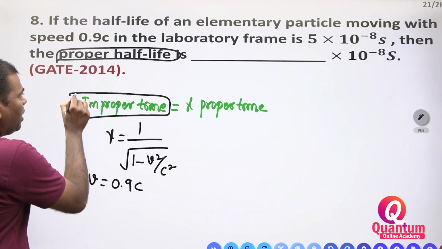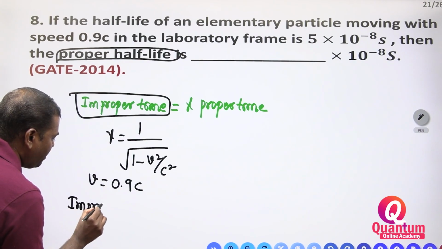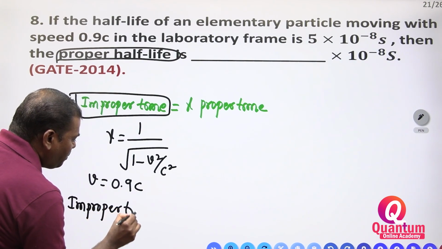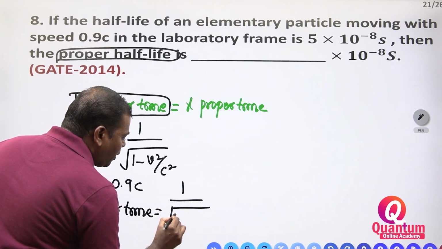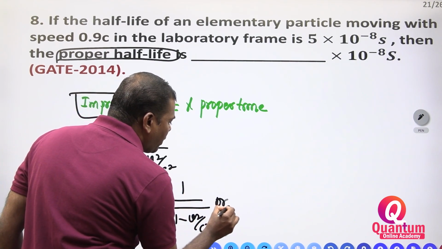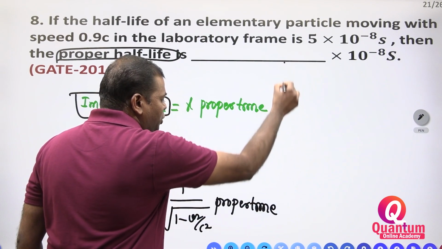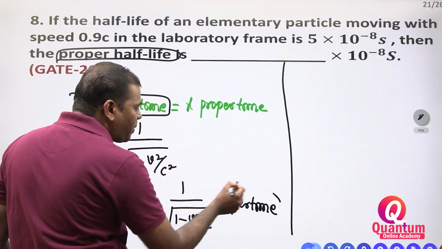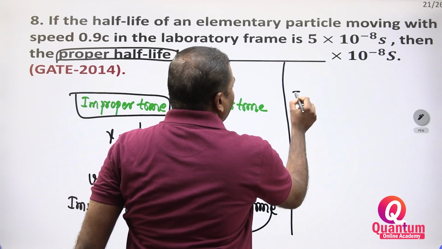Improper time we want to calculate. Therefore, improper time is equal to 1 by square root of 1 minus v square by c square into proper time. You have to substitute all the values. How much proper time they gave? 5 into 10 to the power of minus 8 seconds.